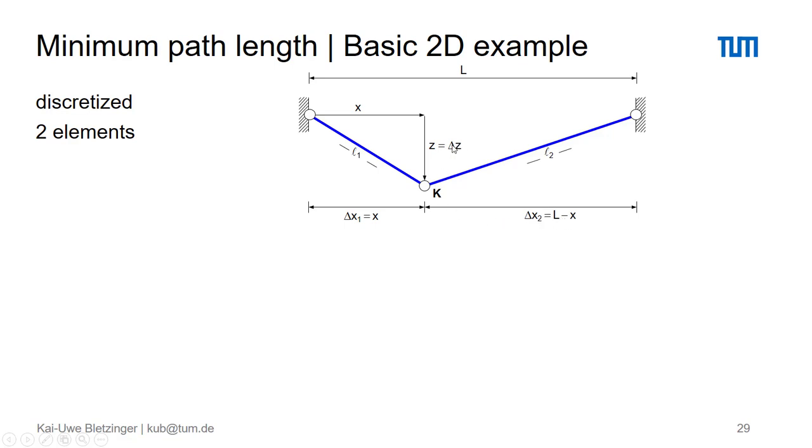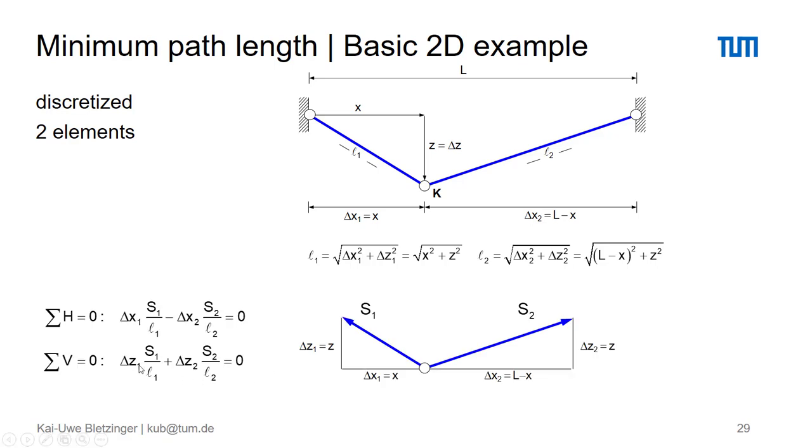And the delta Z, that's what both elements just share. That's just the Z coordinate itself. The distance between the top node and this node K, that will be the delta Z. Then we can determine the individual lengths again by Pythagoras as displayed. We just receive these lengths again as functions of the two free variables X and Z.